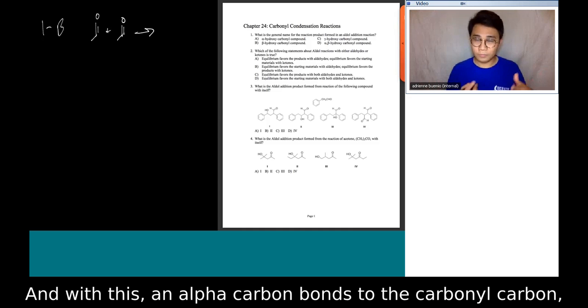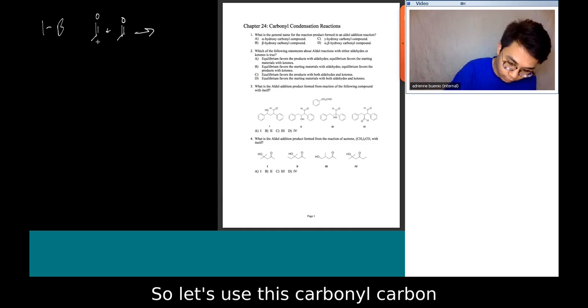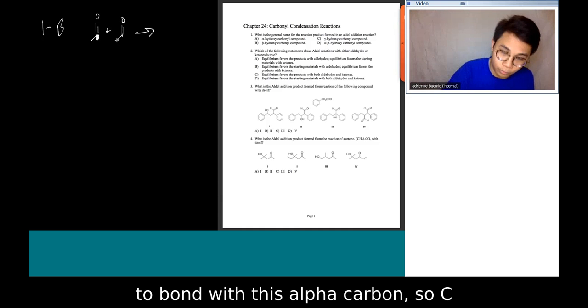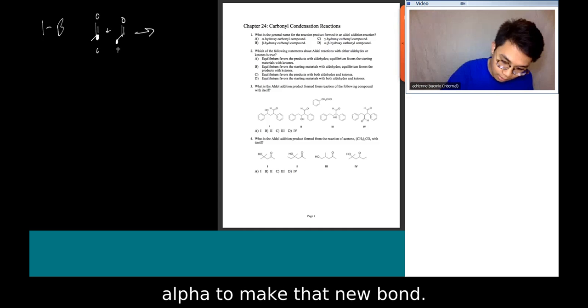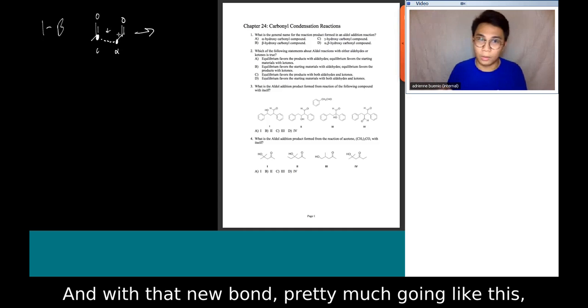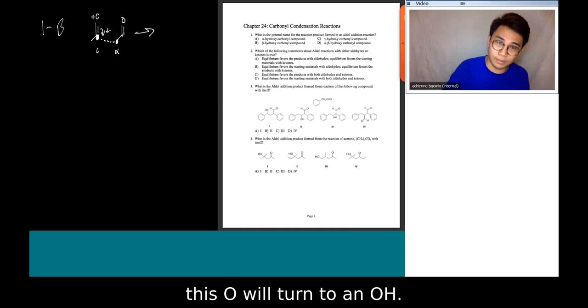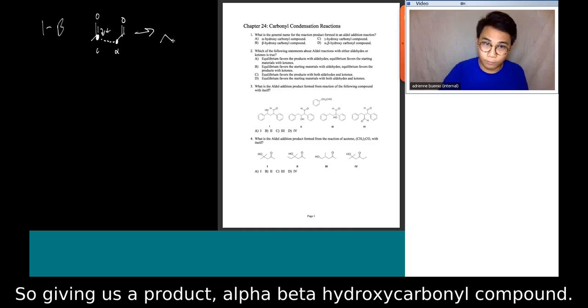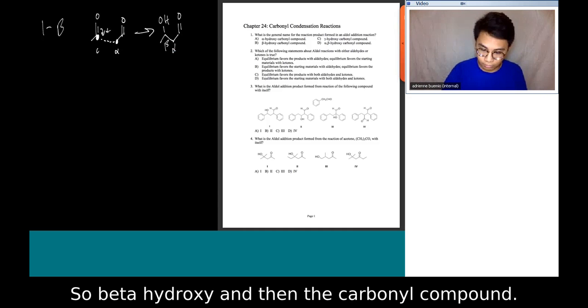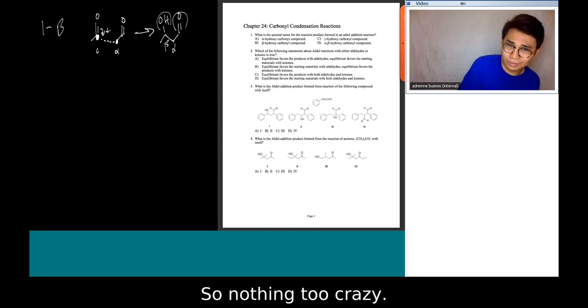right? And with this, an alpha carbon bonds to the carbonyl carbon, I should say. So let's use this carbonyl carbon to bond with this alpha carbon, right? So C alpha to make that new bond. And with that new bond, right, pretty much going like this, O will turn to an OH. So giving us a product, alpha, beta, hydroxycarbonyl compound. So beta hydroxy and then the carbonyl, right, compound. So B. So nothing too crazy.